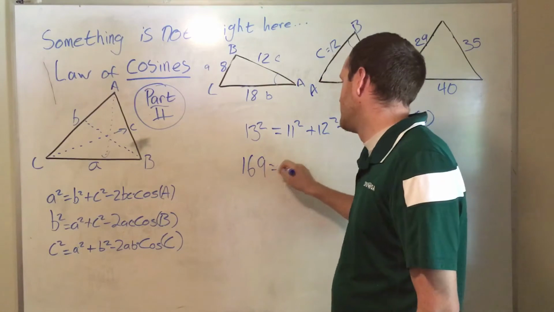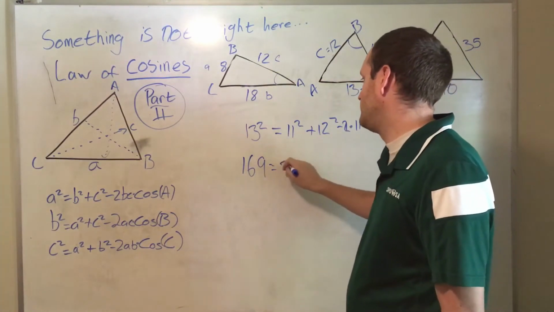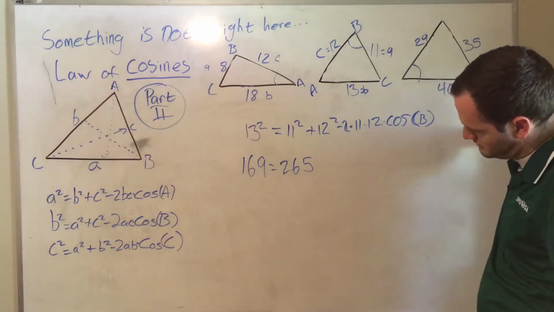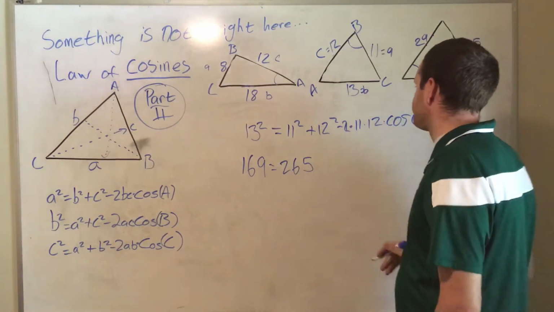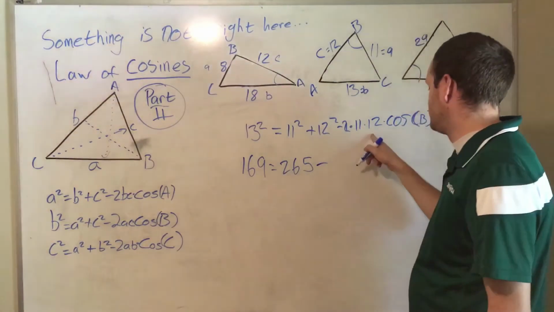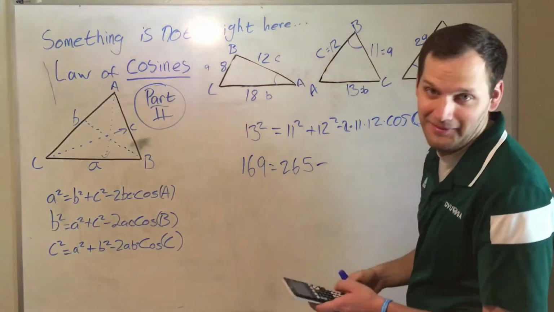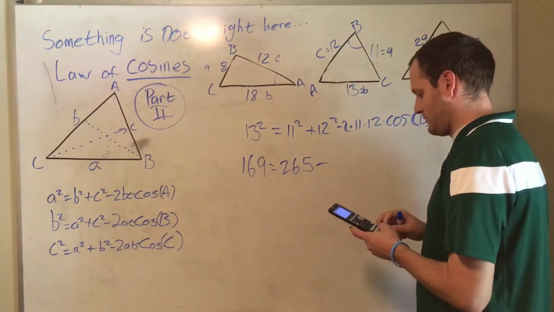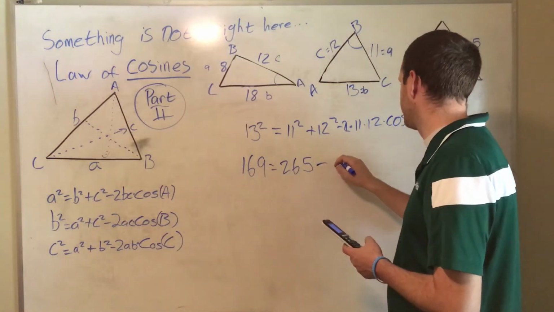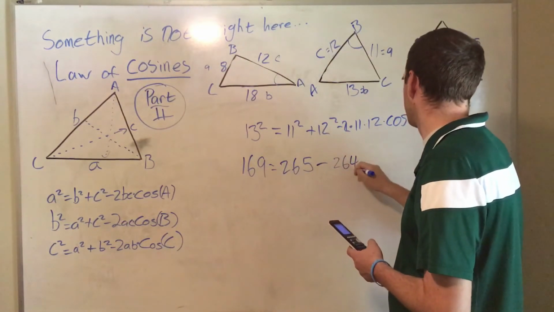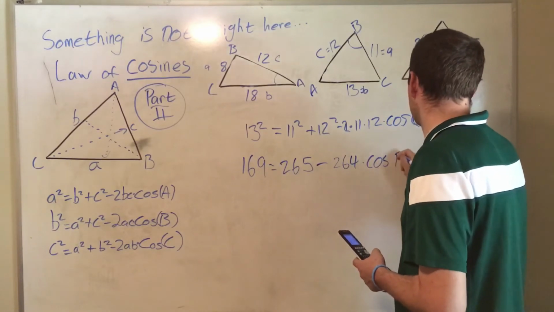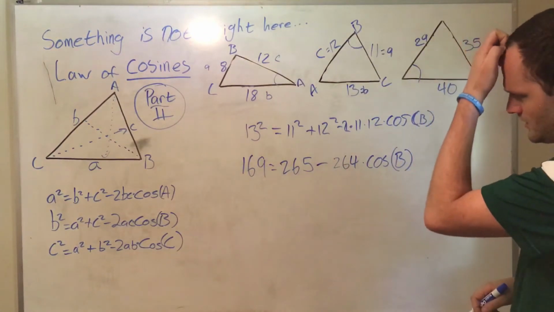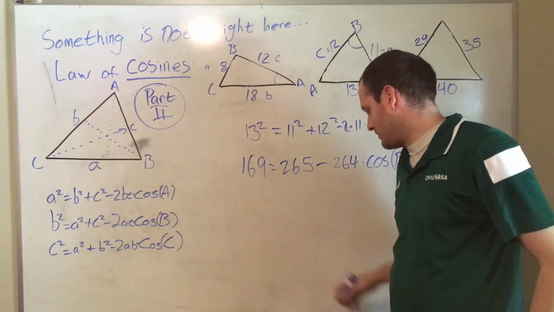This is going to be 169. 144 plus 121 is 265, I believe. Yeah, it's 265. Minus whatever that one is. I don't know off the top of my head. 2 times 11 times 12. 264. There we go. So I'm going to subtract this number over to this side.